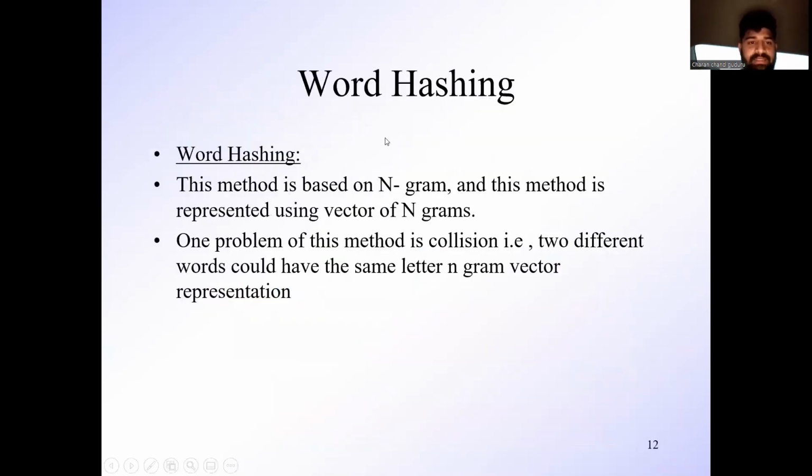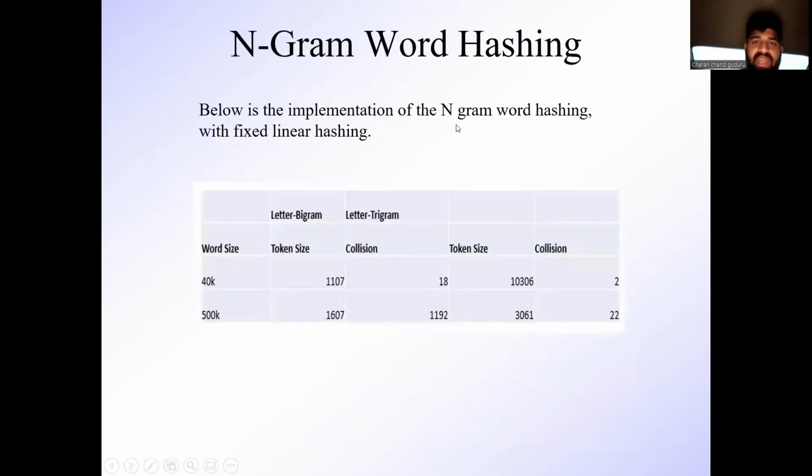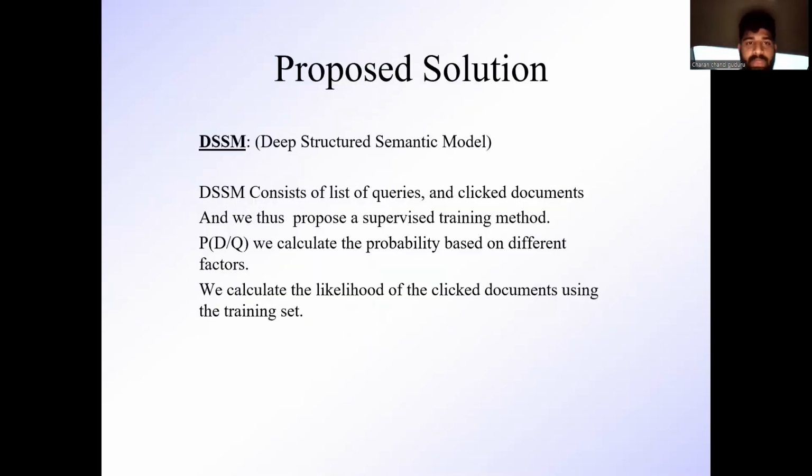Word hashing. This method is based on letter n-grams, and a word is represented using a vector of letter n-grams. One problem of this method is collision: two different words could have the same letter n-gram vector representation. Below is the implementation of n-gram word hashing with a fixed linear hashing.